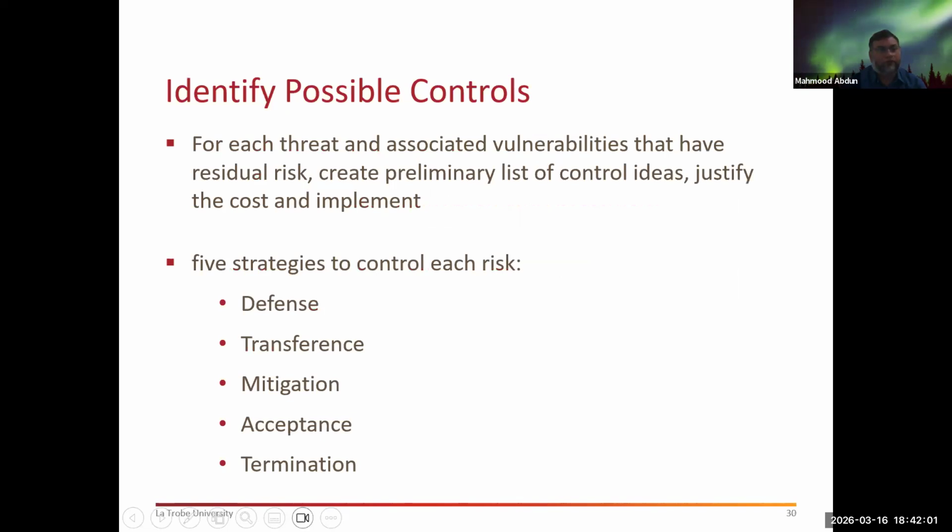Now we look into the controls. So there are 5 strategies of controls for each risk. It can be either defense, transference, mitigation, acceptance, or termination. Anyone want to hazard a guess which one is what?